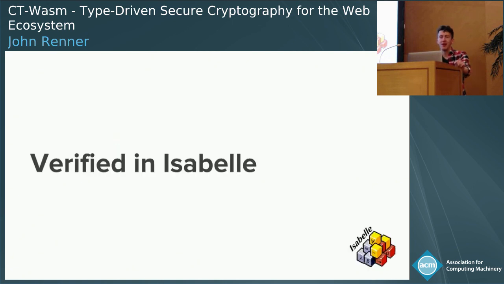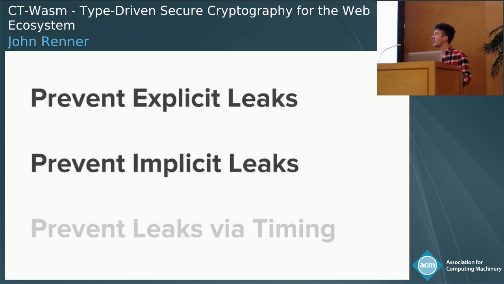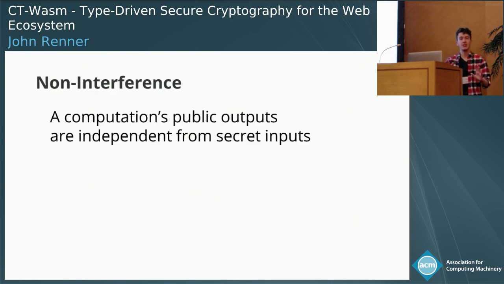And you can take my word for it, but instead we have proofs. We've verified the language in Isabelle, and there are several properties we prove in the paper, but we're going to highlight two in this presentation. The first is the property that prevents the explicit and implicit leaks that I talked about before. And there's a formal name for this. It's called non-interference. And the intuition is that a function's public outputs are independent from its secret inputs.